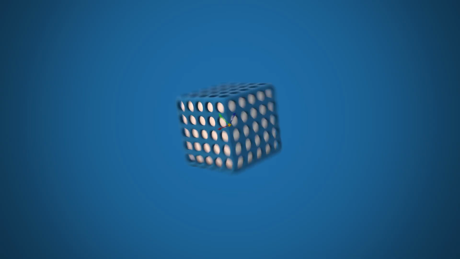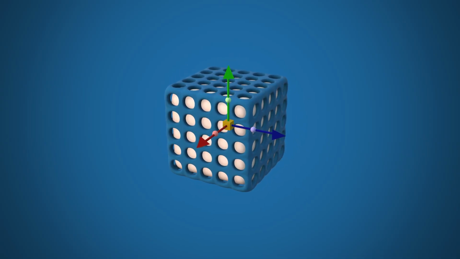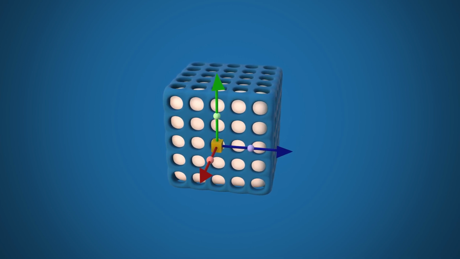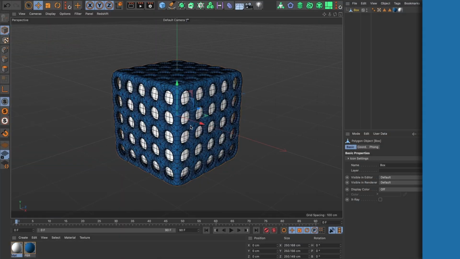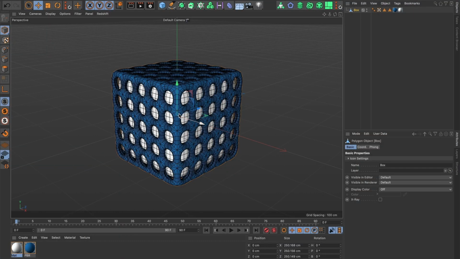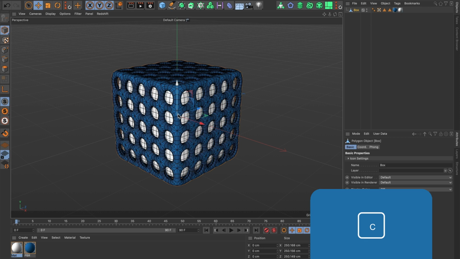In today's episode, I will show you how to change the axis position of your model in Cinema 4D. Let's begin. For this tutorial, I will be using this box. Make sure your model is in polygon mode. If you haven't done so, select your model and press the letter C on your keyboard.